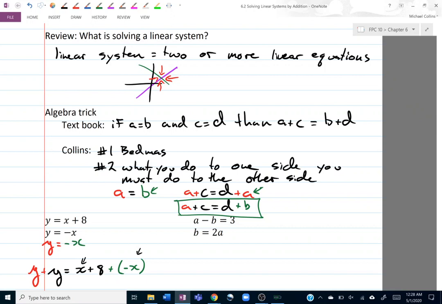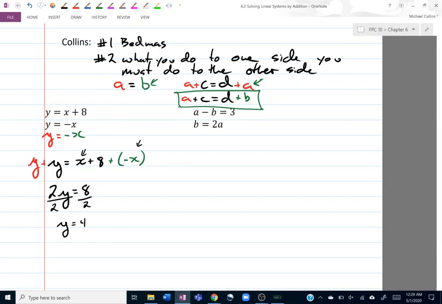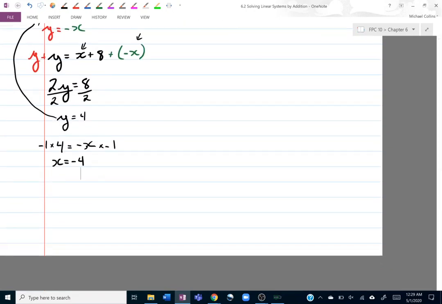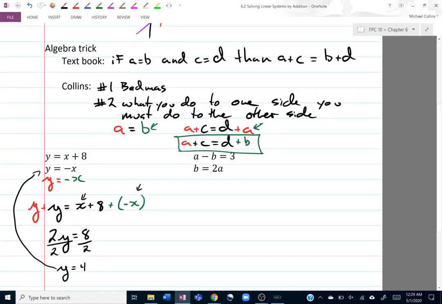If I scroll back up here, my point is going to be an x-coordinate and a y-coordinate. I have found my y-coordinate. If I want to, I can substitute this back in, and it turns out I do want to do that. So I'm going to take 4 and substitute it in for y. 4 is equal to negative x. To get x all by itself, all I have to do is multiply both sides by negative 1. So x is equal to negative 4. And my complete solution to this linear system is then negative 4, comma 4, put it in brackets, and that is a point. So that is now the solution to my linear system, and I didn't have to graph anything.